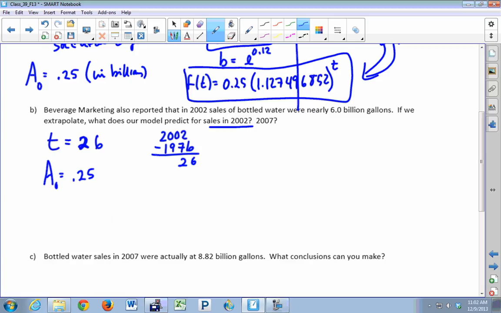So let's use our continuous model. I keep using A because I'm so used to using A, but the F of T just doesn't work for me. But anyway, F of 26. So let's find how many billions of bottles of water were sold in 2002, at least the prediction. Okay. So we say 0.25 billion times E to the 0.12 times 26 years. So let's see what that is.